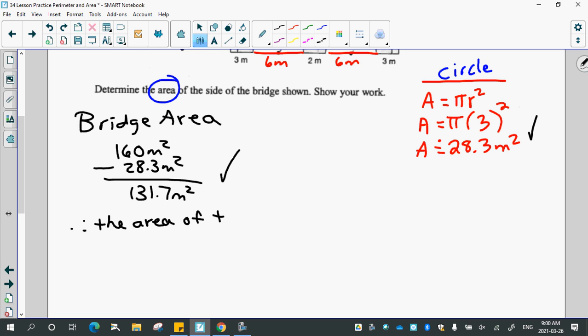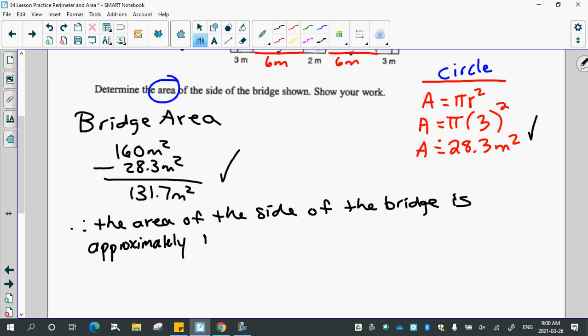of the side of the bridge is approximately 131.7 square meters.